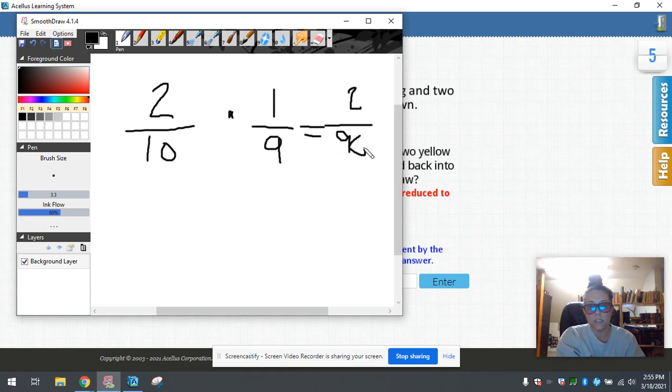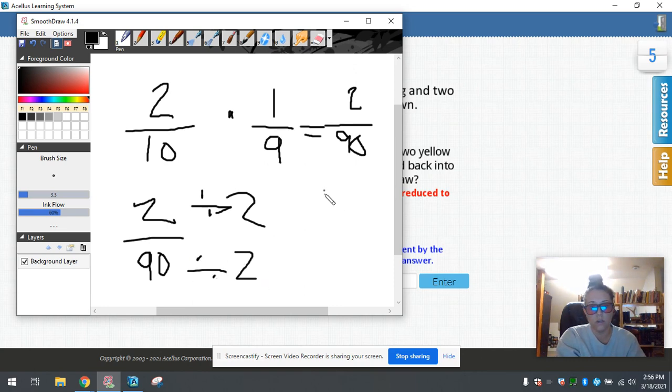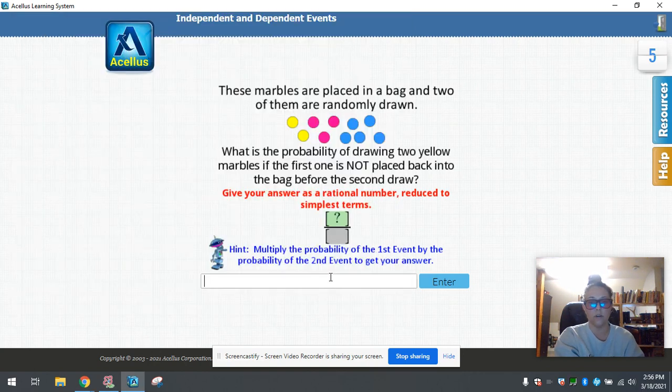2 and 90 are both even. So that means I can reduce this fraction. Since they're both even, I can divide them both by 2. If I divide 2 by 2, I get 1. If I go 90 divided by 2, I get 45. Half of 90 is 45. So my answer is 1 out of 45 chances.